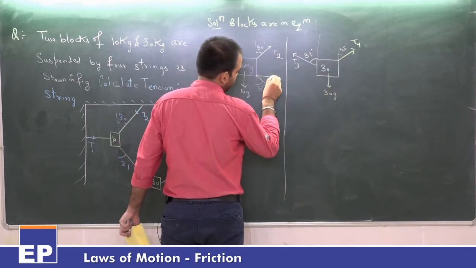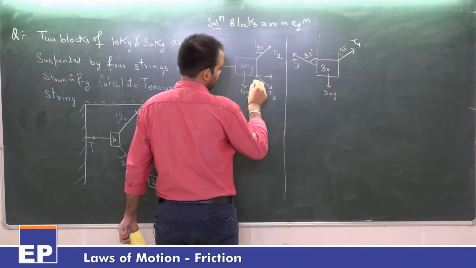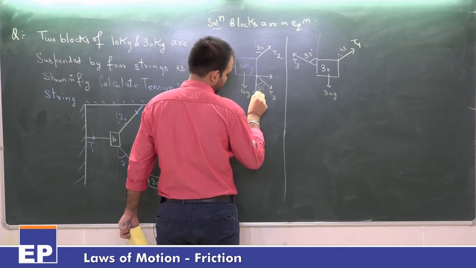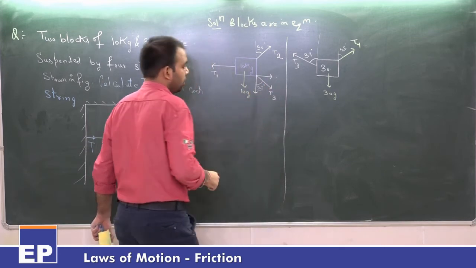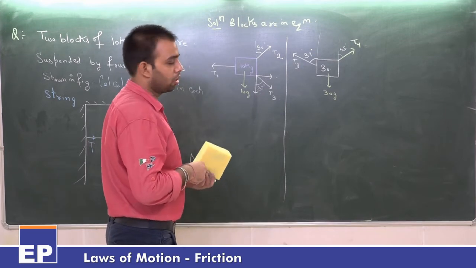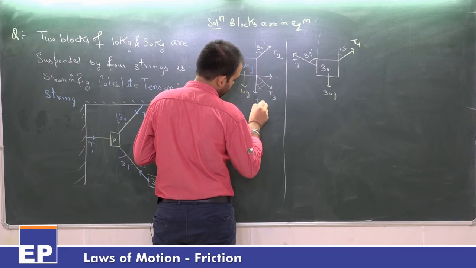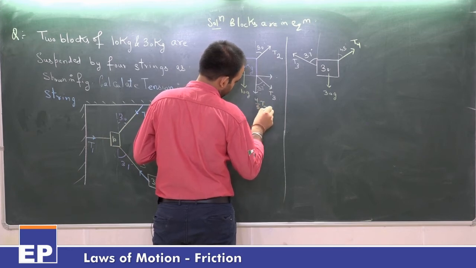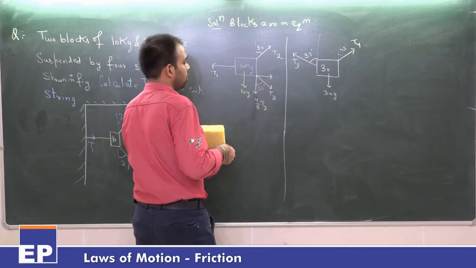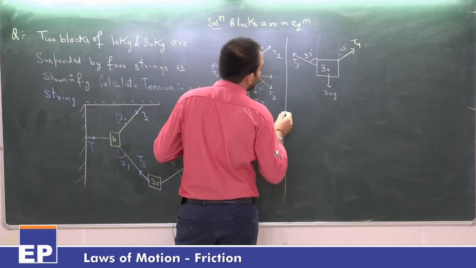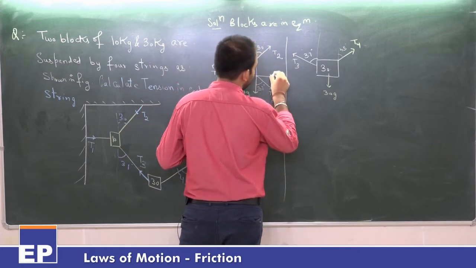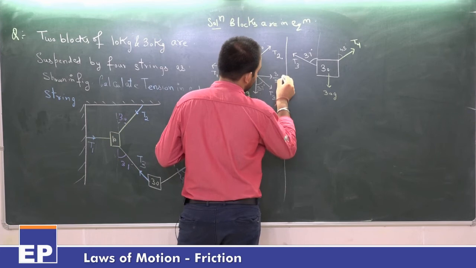अब डायरेक्ट लिखूंगा, what is T3 cos 37? T3 cos 37 is T3 into 4 by 5. So it is 4 by 5 T3. This is T3 sin 37. That is 3 by 5 T3.